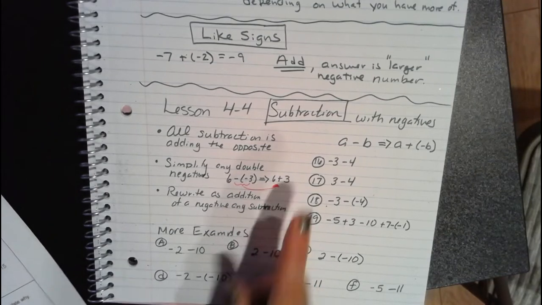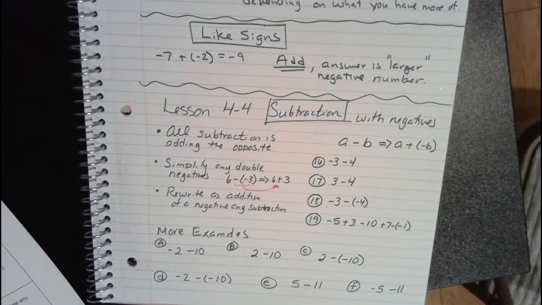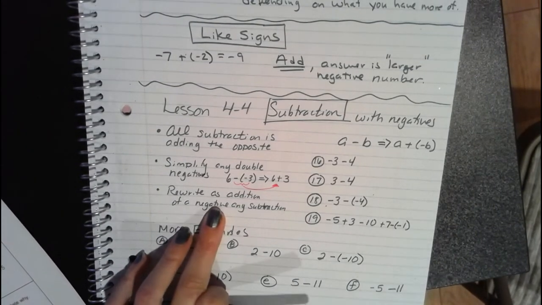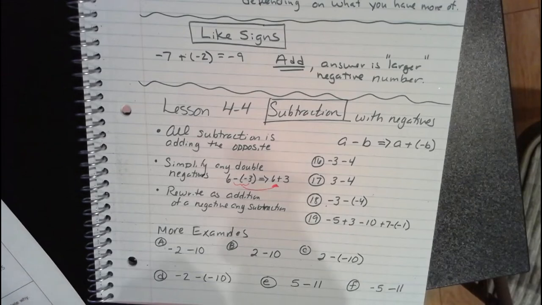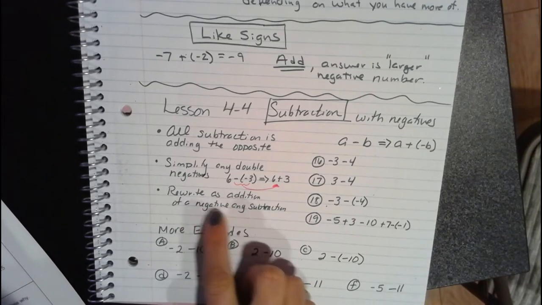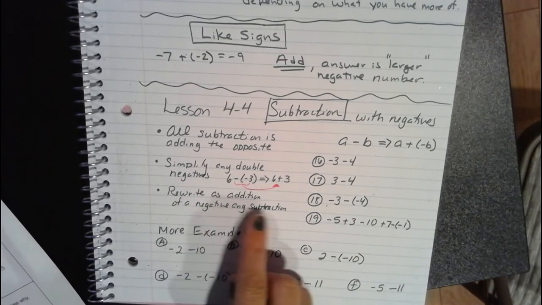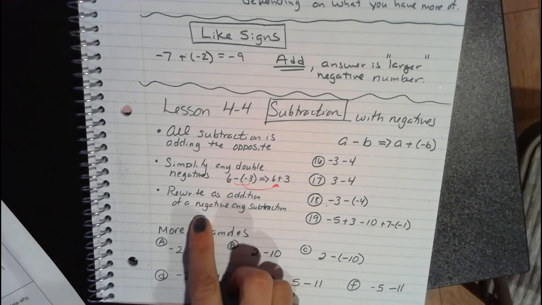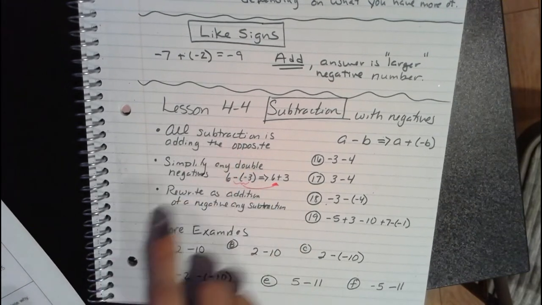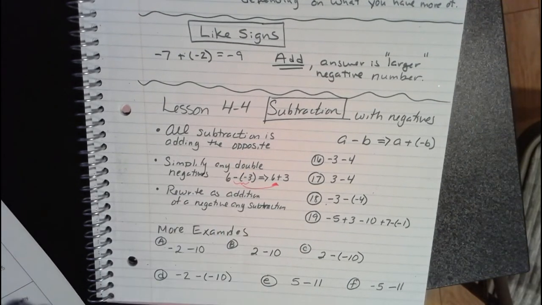Then I'm +3. And then the second thing we're going to do is rewrite any subtraction as addition of a negative. So rewrite subtraction as adding the opposite. These really say the same thing. This says it better. I don't know, I think this might be confusing.